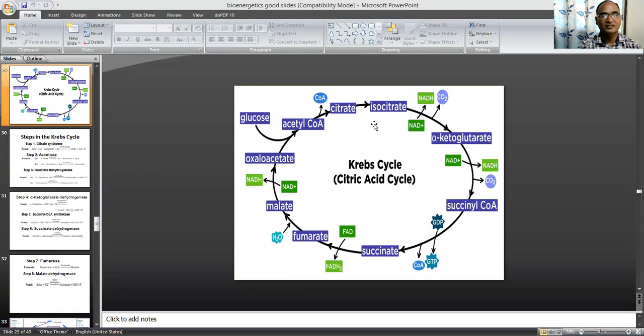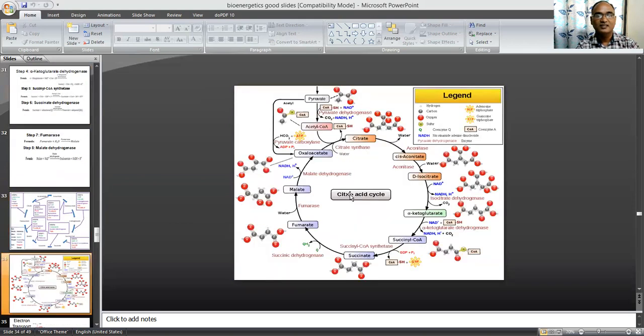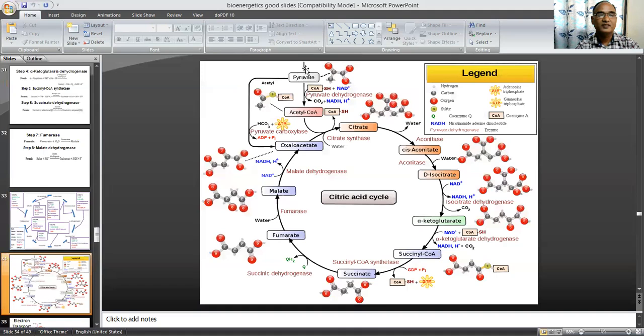And the picture clearly indicates isocitrate, ketoglutarate, succinyl CoA, succinate, fumarate, malate, oxaloacetate, acetyl CoA. With this picture, many things are clearly identified, and how the Krebs cycle is activated. In this picture, it is very clear. First the pyruvate is converted into acetyl CoA, converted into citrate, converted into aconitate, isocitrate, again converted into ketoglutarate, and the ketoglutarate converted into succinyl CoA, succinate, fumarate, malate, oxaloacetate.